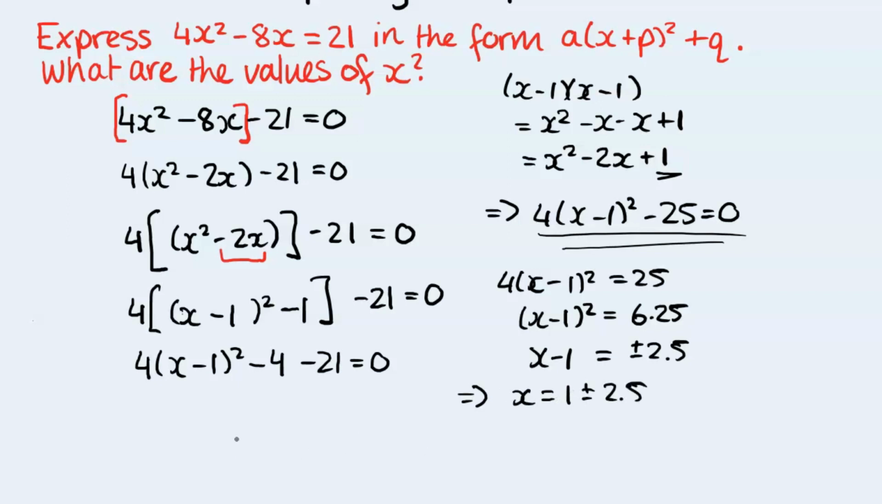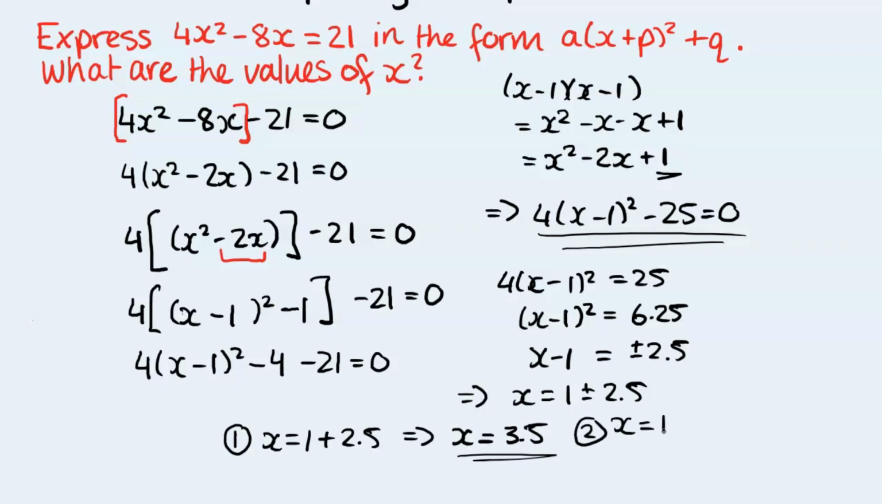So our first value of x is going to be x is equal to 1 plus 2.5, and that will give us x is equal to 3.5. So that's one value of x done. Then number 2 will be x is equal to 1 take away 2.5. So our second value of x will simply be x is equal to minus 1.5 as our final answer.